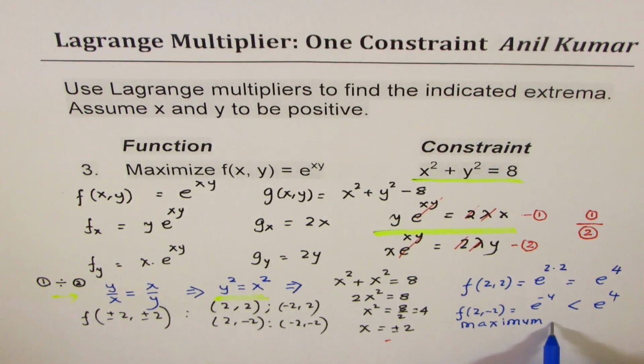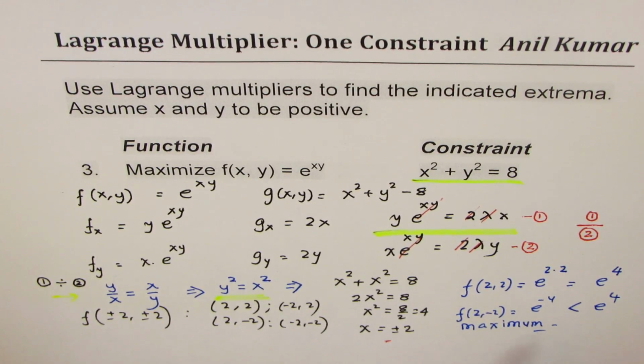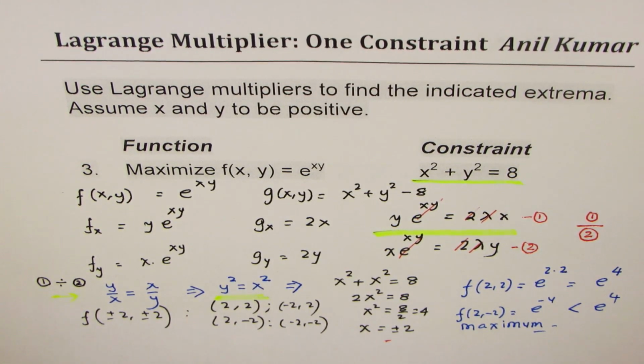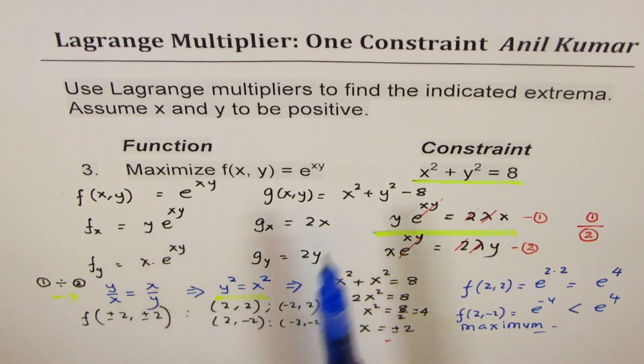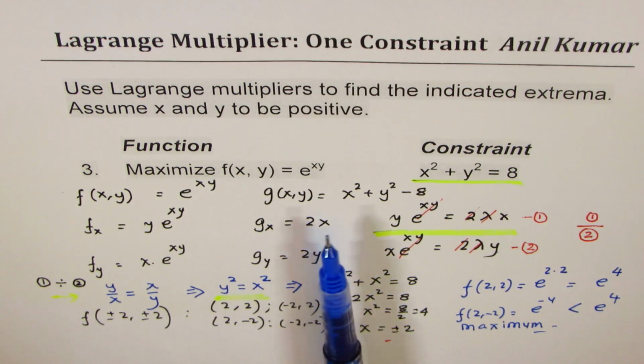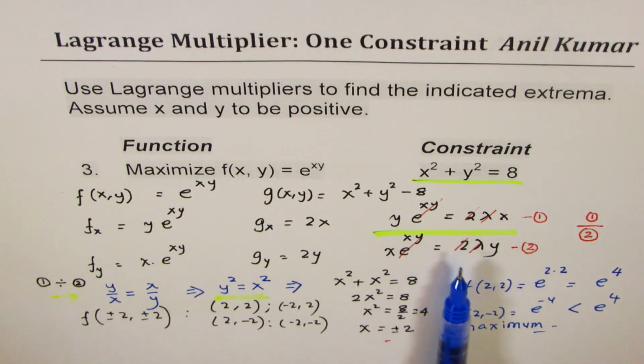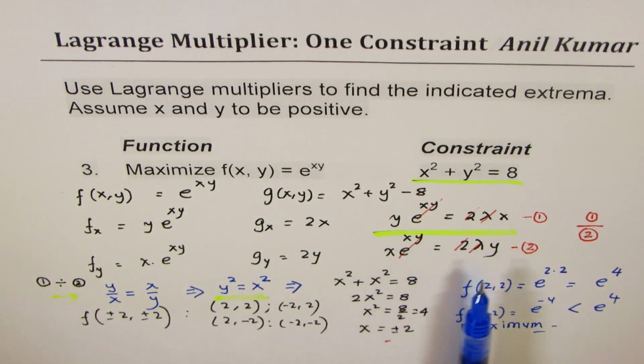Is that okay? Does it make sense to you? Or you could take some other value and figure out that this is indeed the maximum value. So I hope the steps are clear to you. The idea is to find the partial derivatives of the function and the constraint, equate the two with the Lagrange multiplier, and solve for the values. Is that okay? And then find your answer.